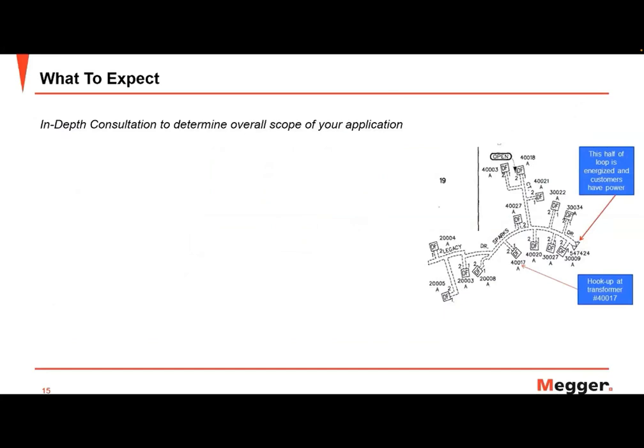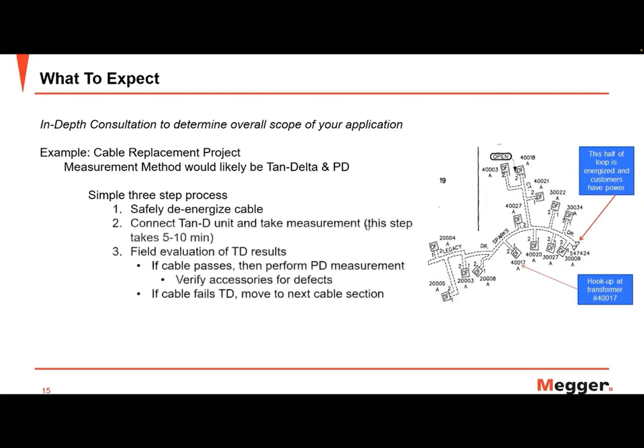So here is an example of what to expect with an in-depth consultation to determine the overall scope of your application, which in this case is a cable replacement project. The measurement method in this case would likely be tan delta and partial discharge, in which the three-step process would be to first safely de-energize the cable. Second, we'd connect the tan delta unit and take our measurement. This is approximately 5 to 10 minutes.